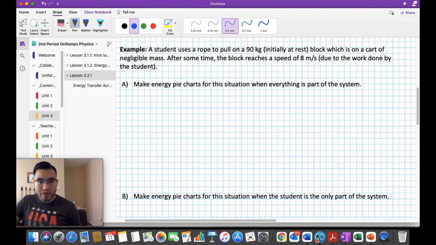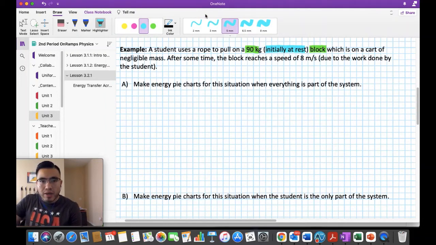Okay, so again, I'm going to highlight things that I believe to be important. 90-kilogram block, which is initially at rest. And then negligible mass, so that means just the mass that we're going to consider is the 90 kilogram. So we do not include the cart. After some time, right, so at rest and then after some time, we're going to reach a speed of 8 meters per second due to the work done. That's very important. And make energy pie charts.